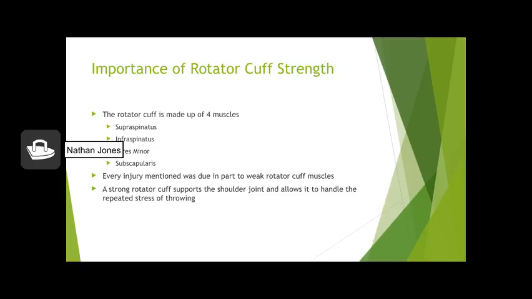As I'm sure many of you know, the rotator cuff is comprised of four muscles: the supraspinatus, infraspinatus, teres minor, and the subscapularis. Every injury that I've mentioned so far has been due in at least part to weak rotator cuff muscles. A strong rotator cuff supports the shoulder joint entirely from all directions and allows it to better handle the repeated stress of throwing a baseball.